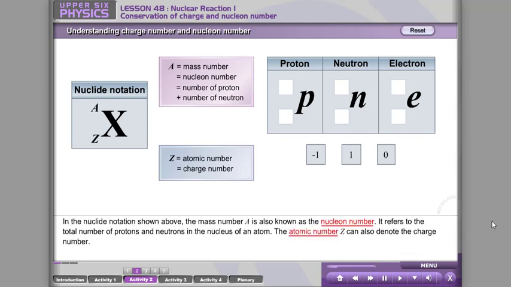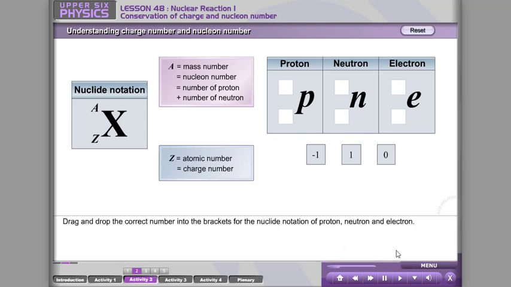In the nuclide notation shown above, the mass number A is also known as the nucleon number. It refers to the total number of protons and neutrons in the nucleus of an atom. The atomic number Z can also denote the charge number. Drag and drop the correct number into the brackets for the nuclide notation of proton, neutron, and electron.